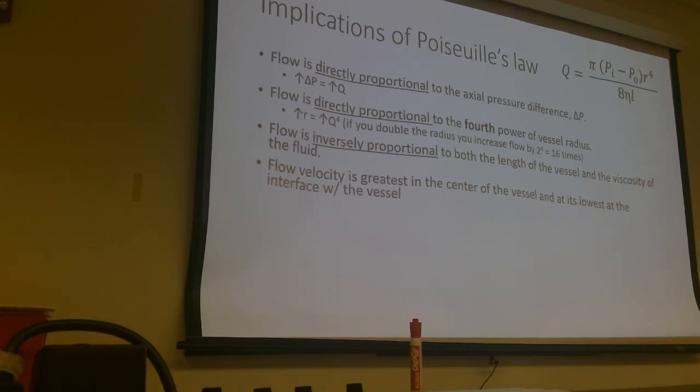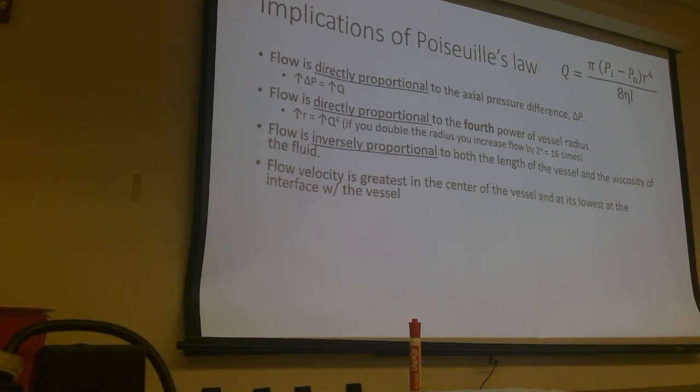Flow velocity is going to be greatest in the center of the vessel and lowest where it interfaces with the vessel. So why is that? What force do we refer to? Why is the blood that's in contact with the vessel wall moving slower than the blood in the center of the vessel? Resistance? Yeah, what type of resistance? Friction. It's friction, right? So it's just frictional force. So that is going to be very important.